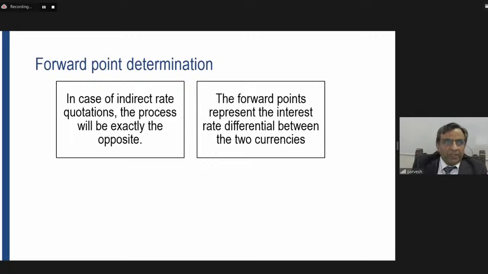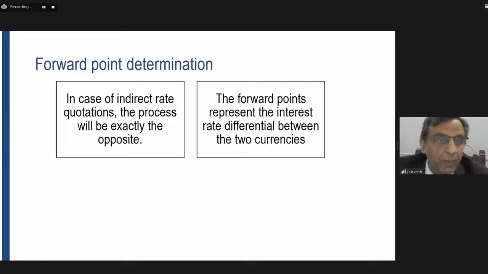The forward points represent the interest rate differential between the two currencies. Okay. Now, we will be talking more about the interest rate differentials. Now, let's give an example. Suppose in India, the rate of interest is 6%. Okay. And the rate of interest, say, is 2% in US. So the forward point will represent the rate differential. That means 4%. So that means the US dollar will always be at a premium of 4%, if suppose the rates of interest today are 2 and 6% respectively for US and India. Okay.